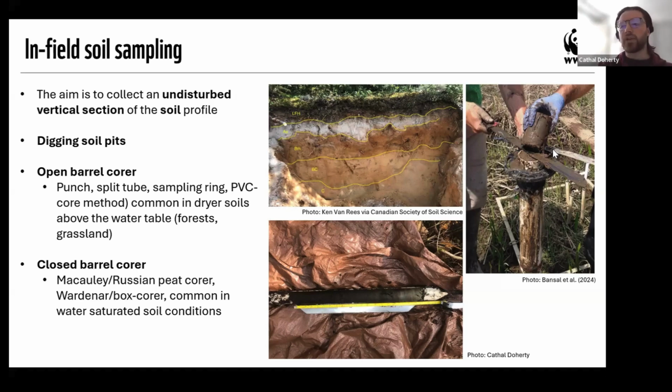And this is where closed barrel corers come in handy. What we mean by closed barrel corers is that when you collect the sample, you're securing it in a closed tube, so that even if the sample is extremely water saturated, it's going to hold it watertight and you're going to reveal the sample and it's going to be perfectly intact.